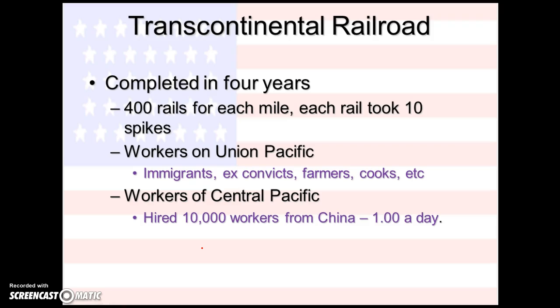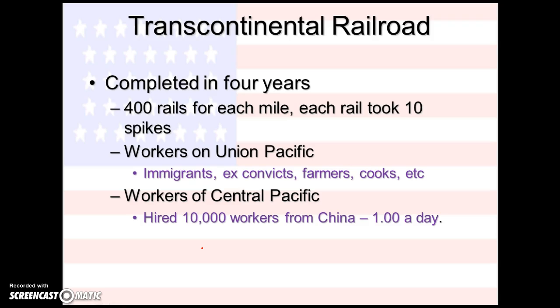There are 400 rails for each mile, and each rail took 10 spikes. Okay, so how are they going to get workers? Where are they going to get these workers from? Many of these workers were immigrant workers, and they came over. A lot of them came from Asia. There were many immigrants from Ireland that came over, so we had mainly the Irish, the Chinese, and the Japanese that came over. There's two specific railroads, the Union Pacific and the Central Pacific.